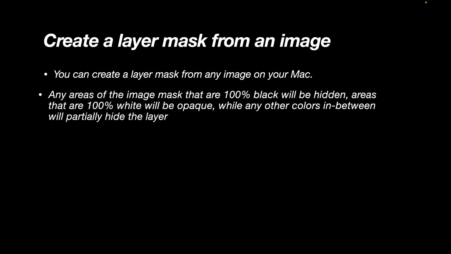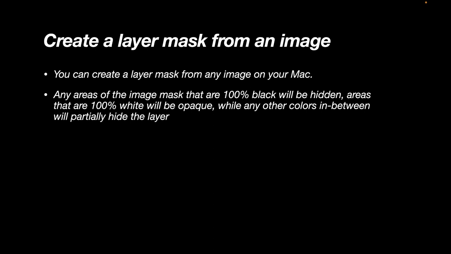Another thing we're going to be doing in this video is showing you how to create a layer mask from an image. Note that you can create a layer mask from any image on your Mac. I find that this method is more convenient for editing the mask because you can see the mask much larger than if you were working with the layer mask directly. Just like any other mask, an area of the image mask that is 100% black will be hidden, while areas that are 100% white will be opaque, while any other colors in between will partially hide the layer.